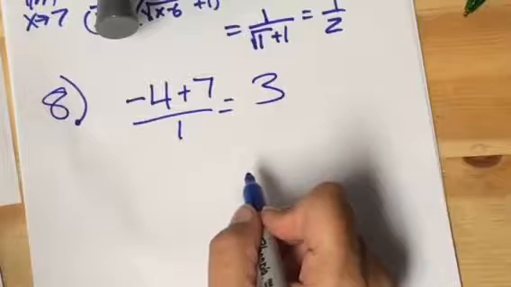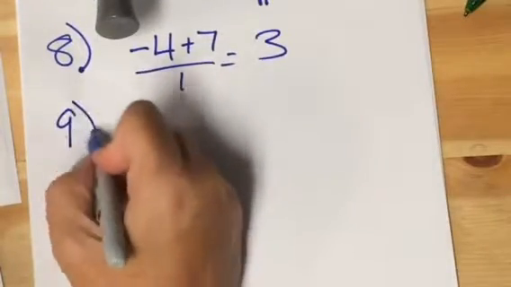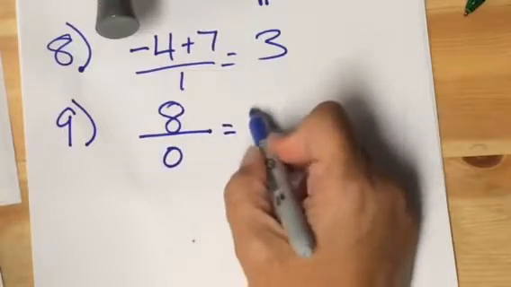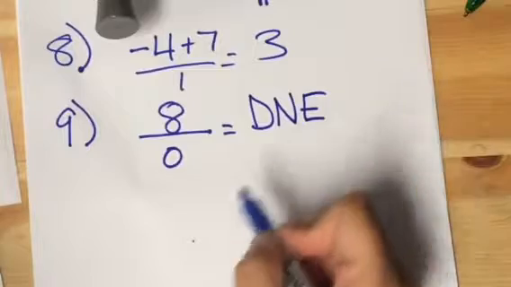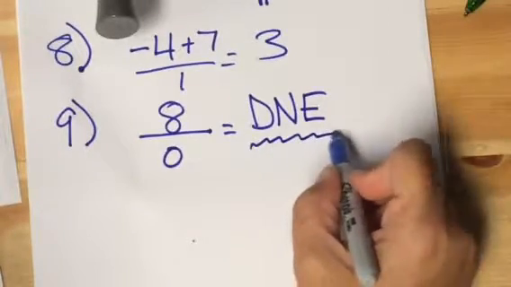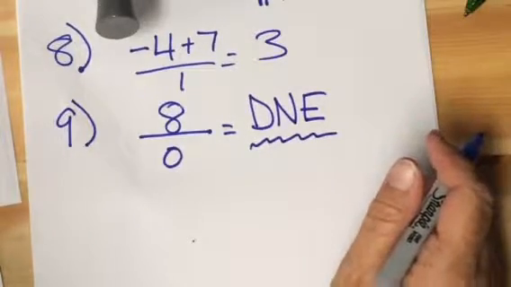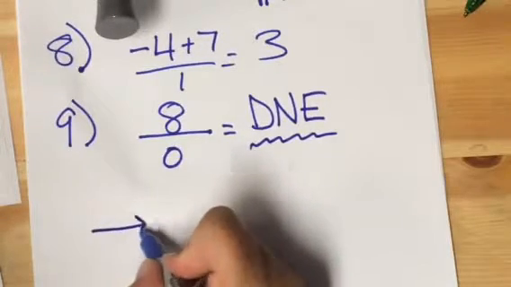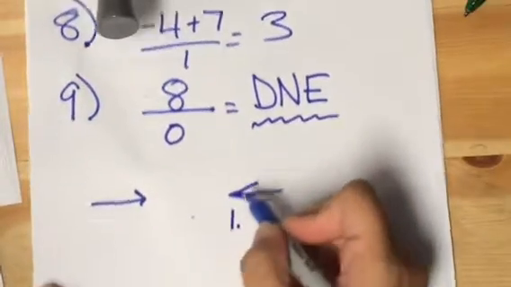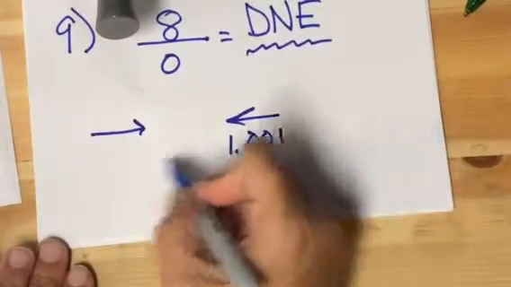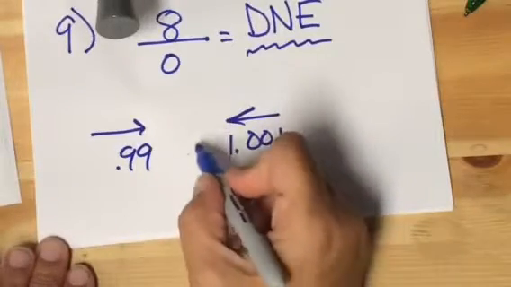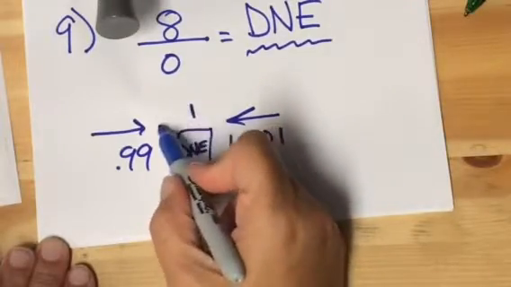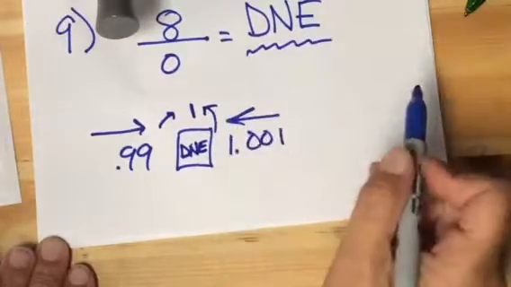Number 9, when you plugged in for number 9, you got 8/0, and that's DNE. You were right, it is a vertical asymptote, but the answer to the limit problem is DNE. Number 10, if the numbers in the chart are approaching 1 from either direction, like this was 1.001, I think, and this was 0.99, as you're getting close to this DNE place, you're also getting close to 1. So that was your limit for number 10.